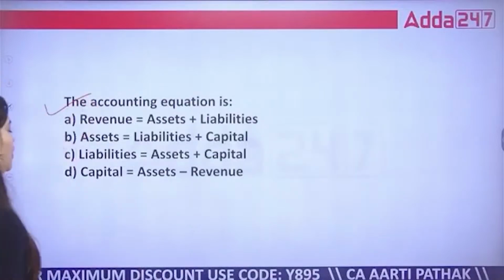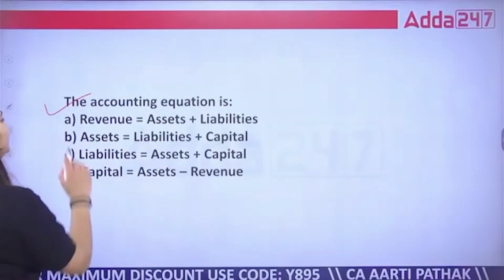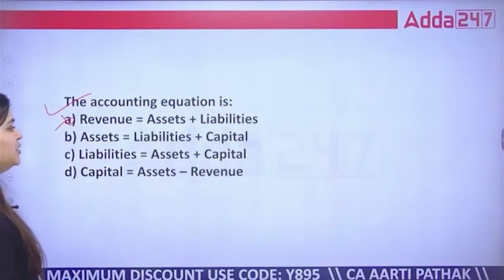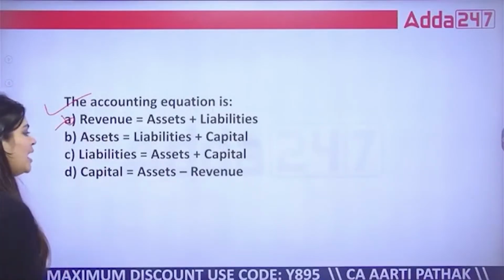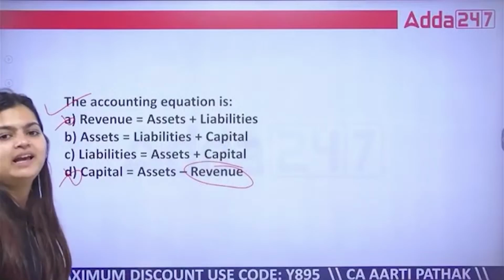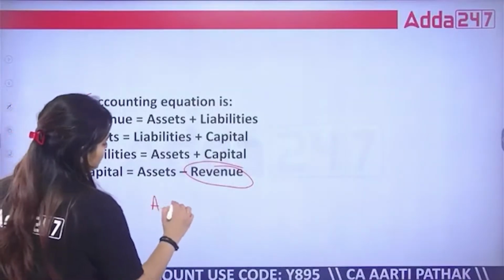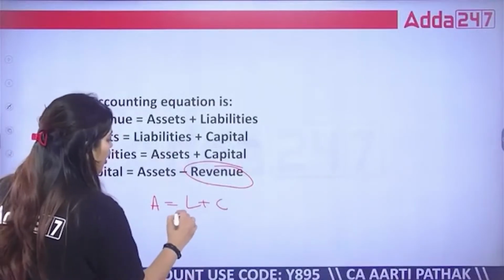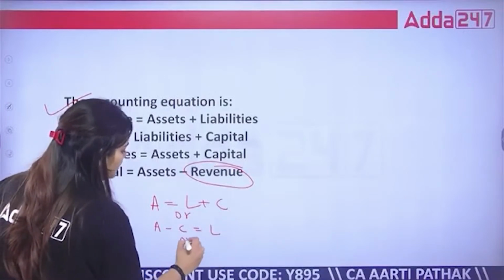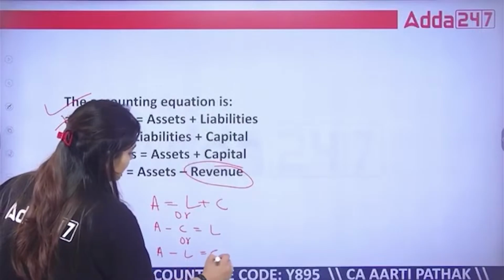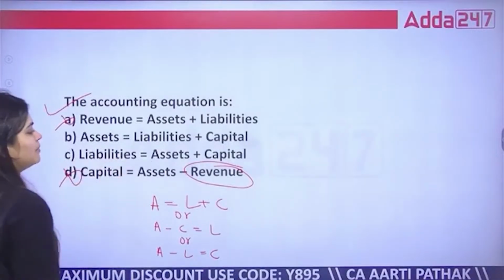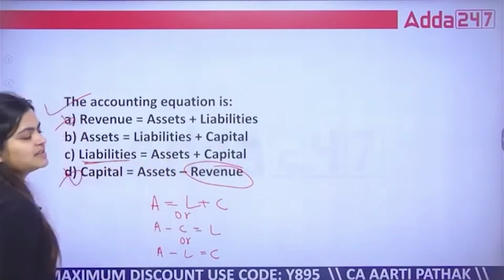The accounting equation is what? Revenue equal to assets plus liabilities? No. Assets equal to liabilities plus capital. See, liabilities equal to assets plus capital, or capital equal to assets minus revenue. We have never seen any revenue term, so let's eliminate A and D. We are seeing assets equal to liabilities plus capital, or you can say assets minus capital will give you liabilities, or assets minus liabilities can give you capital. So as per this, why is your option C wrong? Because here they are saying liabilities are equal to assets plus capital.